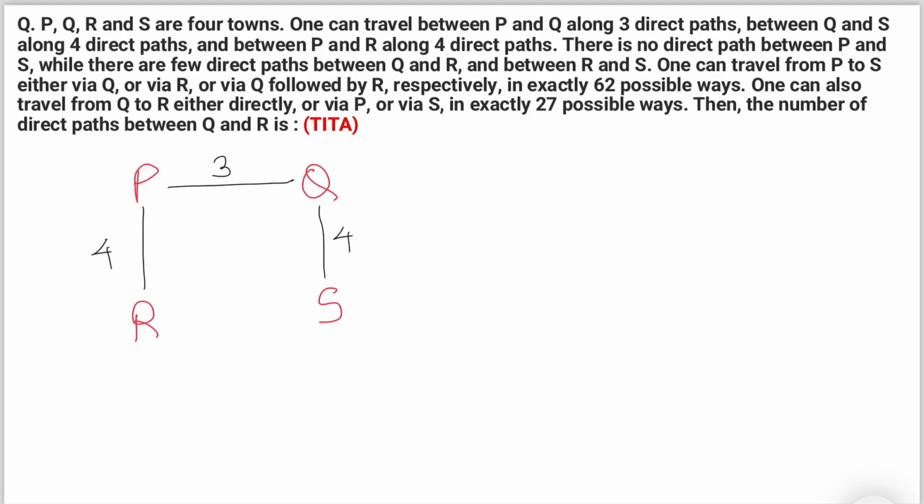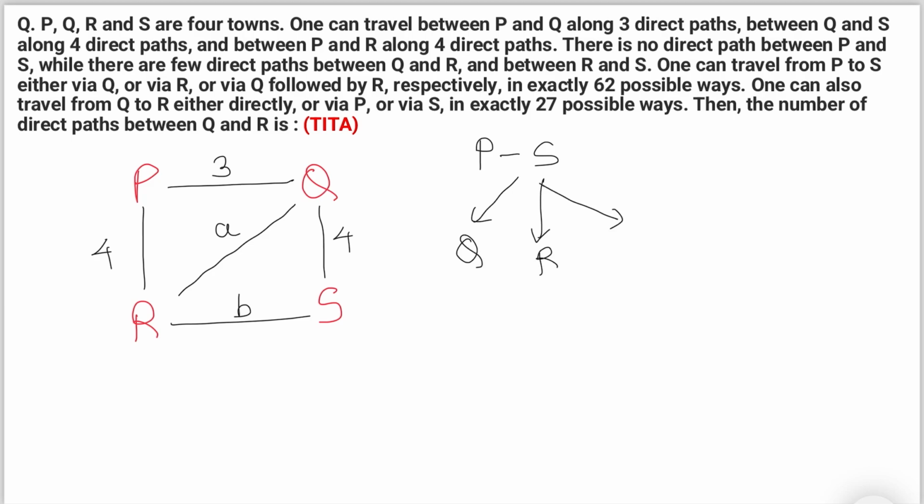Okay. There is no direct path joining P and S as per the question, while there are a few direct paths between Q and R and between R and S. Let the number of direct paths between Q and R be A in number and the number of direct paths between R and S be B in number. Now, one can travel from P to S. Okay, let's write the number of ways in which one can travel from P to S. So P to S, there are three ways to travel: first, only via Q, or only via R, or via Q followed by R. So if I want to travel from P to S, there are three options. I can travel directly via Q or via R or via QR.